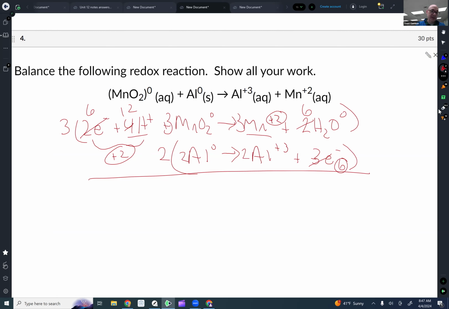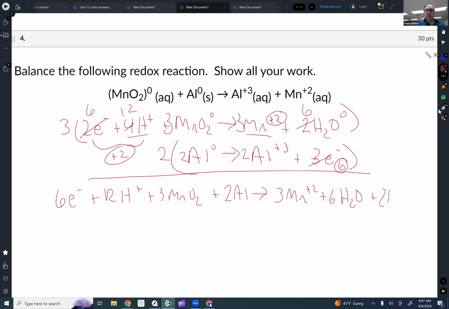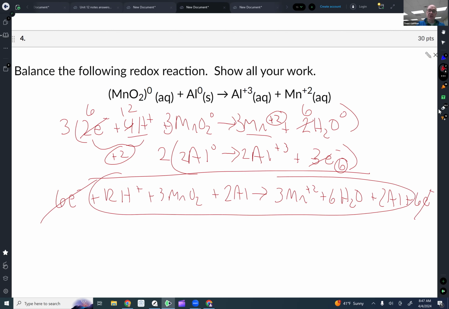So now we sum all this together. 6 electrons, 12 hydrogens, 3 MnO2s, plus 2 aluminums produce 3 manganese ions, 6 waters, 2 aluminums, and 6 electrons. The only thing that's going to be canceled are the electrons. This is your final answer.